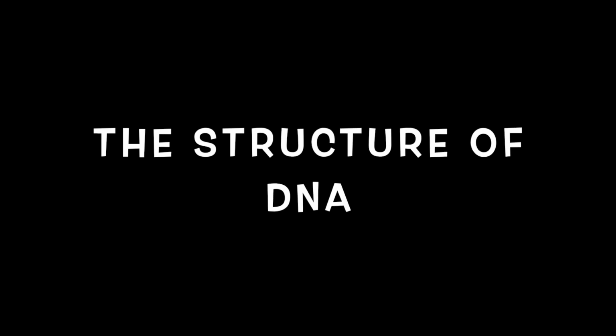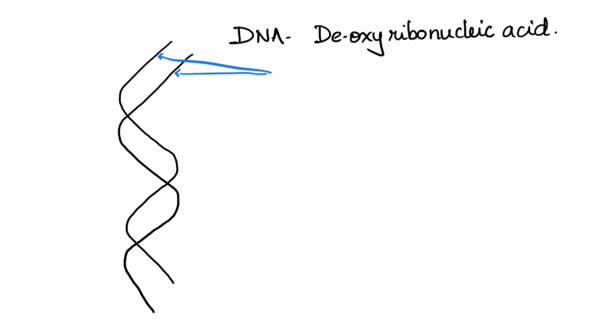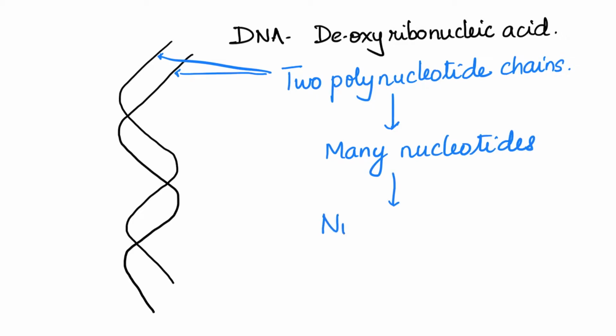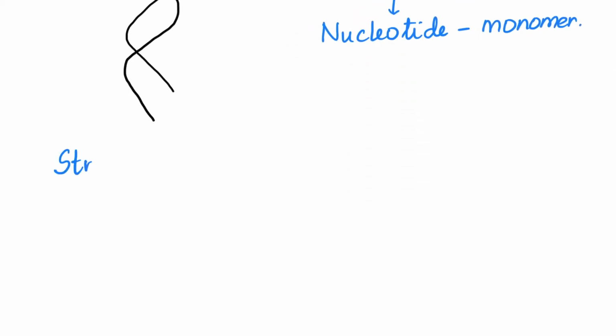In this video, I'm going to talk about the structure of DNA. DNA, or deoxyribonucleic acid, is made up of two polynucleotide chains. When we say polynucleotide chains, that means it's made up of many nucleotides. Nucleotides are the monomers that make up the polynucleotide, and each is a single unit.